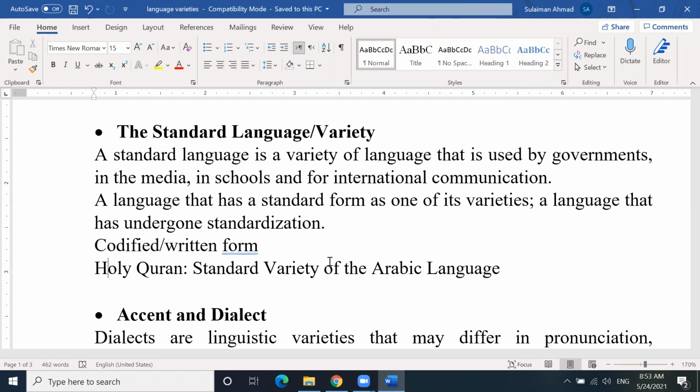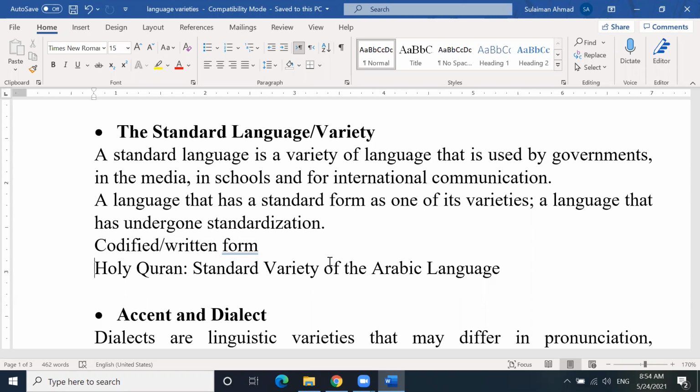Now, if you look at the Holy Quran, it has been standardized, it has been codified and it is found in written form, right? The language of the Holy Quran, the classical Arabic, and apart from that, many other documented things like official documents in Saudi Arabia, when found in the Arabic language, are obviously in the standard variety of the Arabic language.